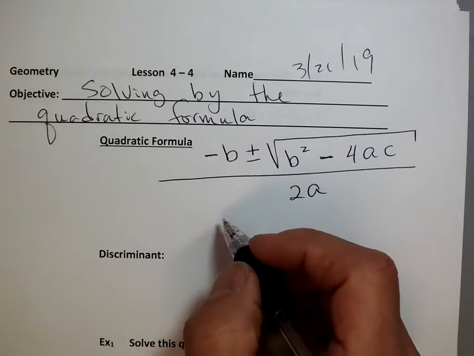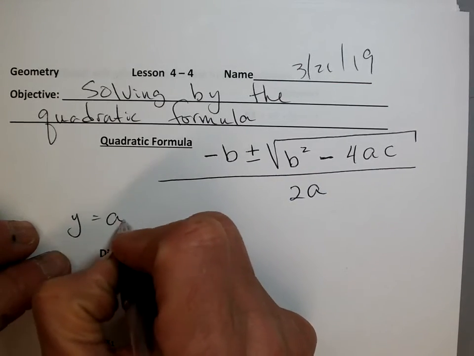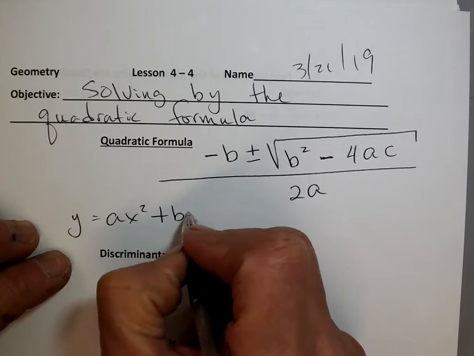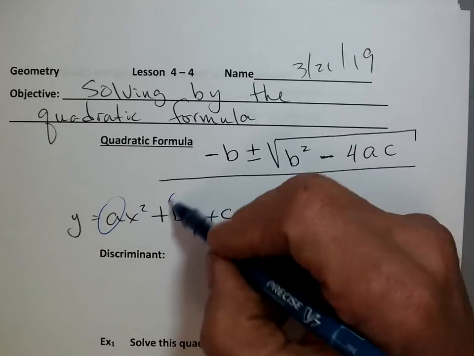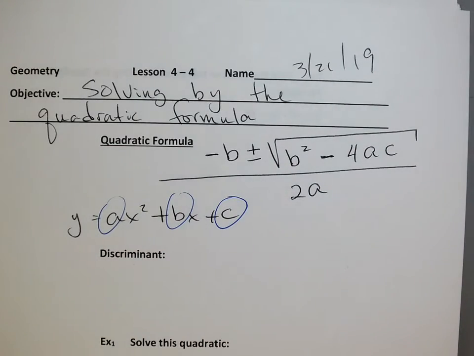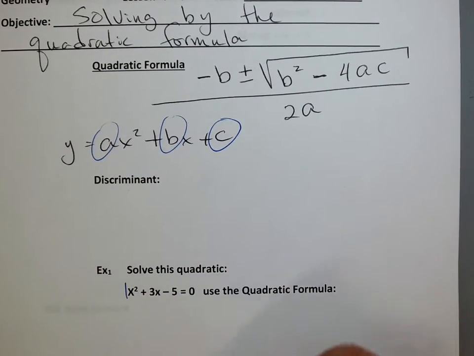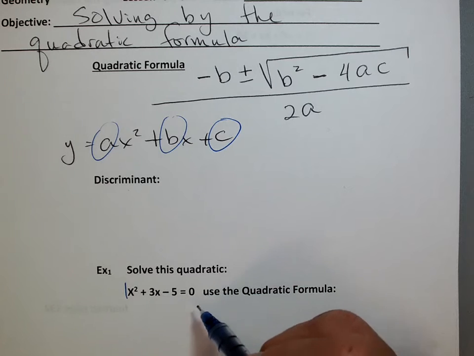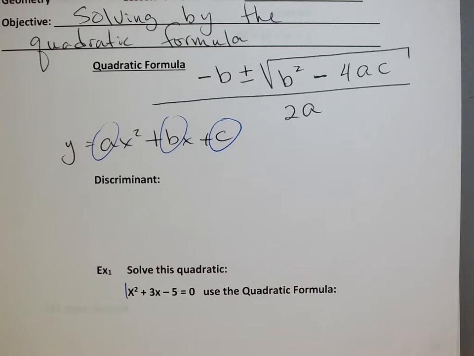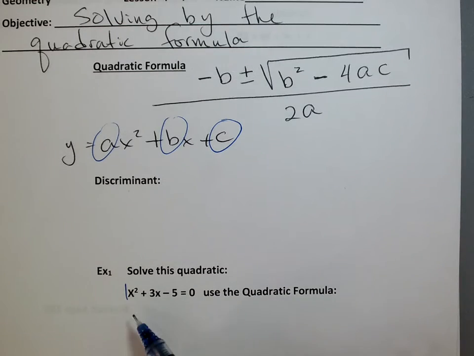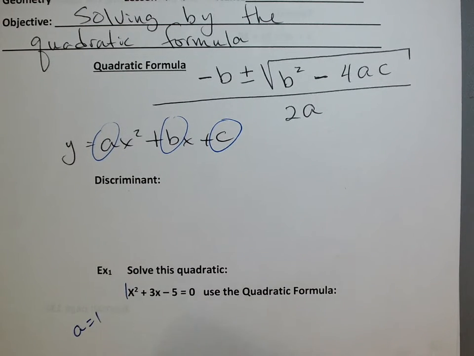So you know that every quadratic, y equals some ax squared plus bx plus c, that these are my numbers, a, b, and c. Now, down in example 1, a is 1, b is 3, and c is negative 5. You guys see that? A is the number in front of x squared. You don't use the x's, just the numbers. So in this case, a is 1, b is 3, and c is negative 5.